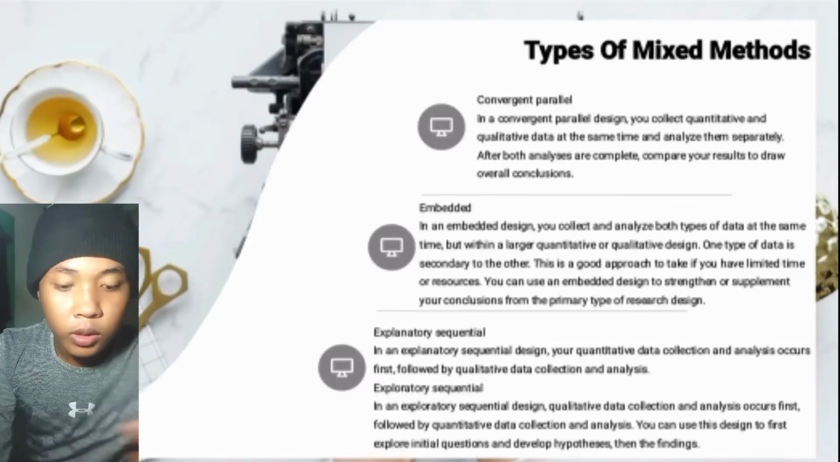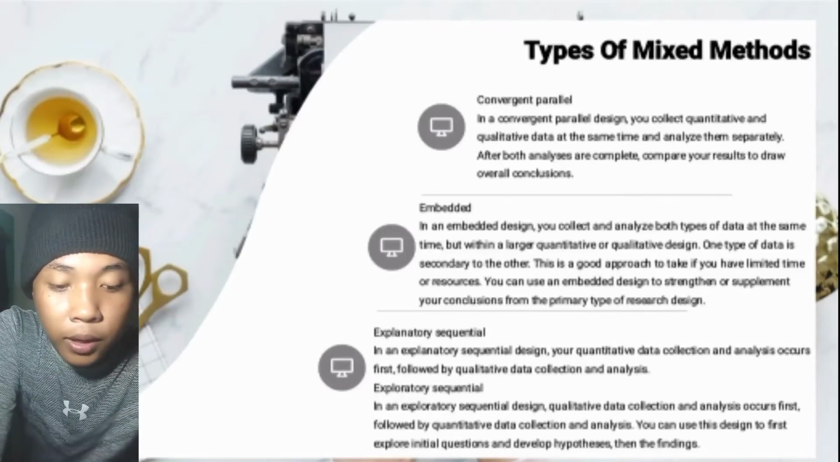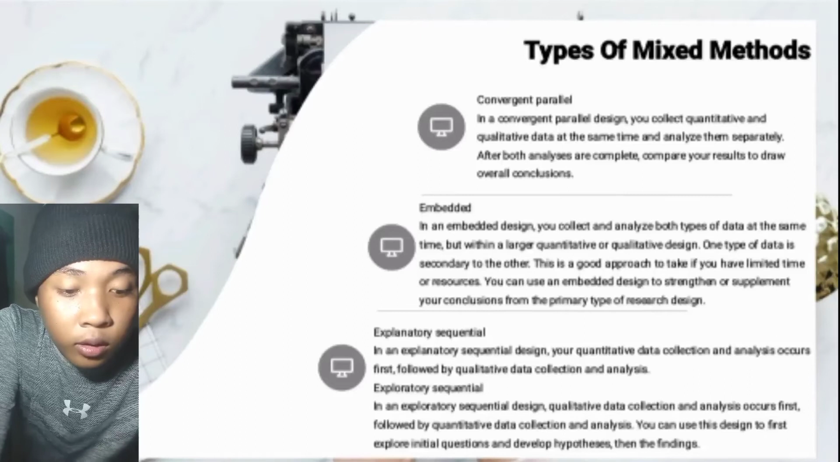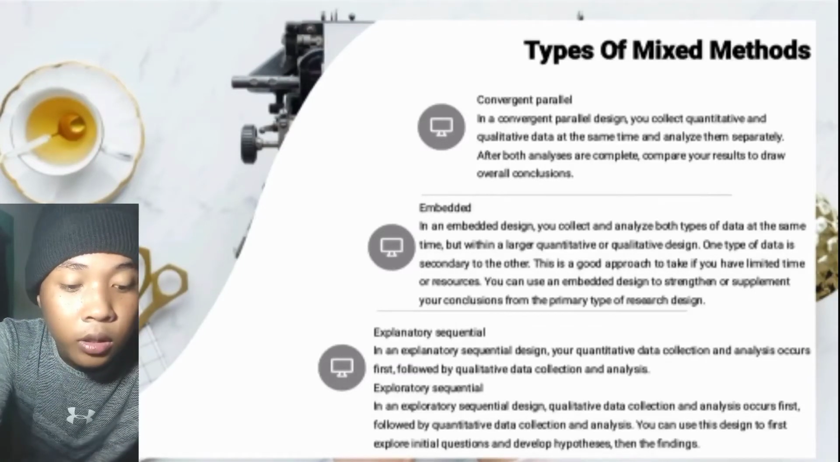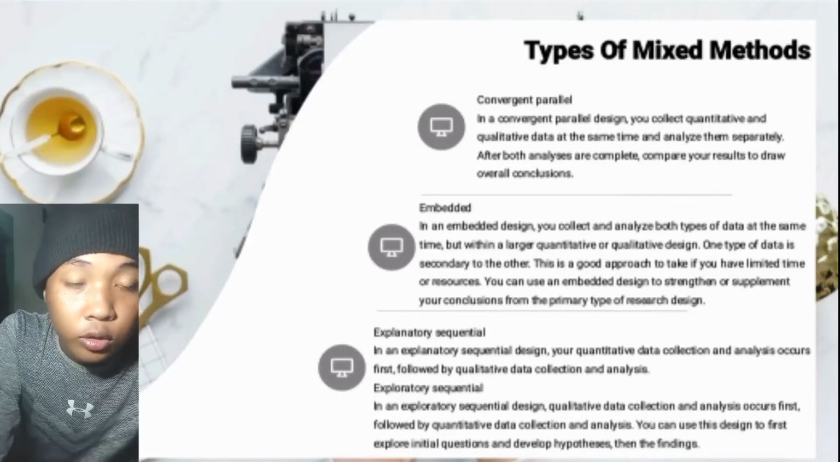The first is convergent parallel. In a convergent parallel design, you collect qualitative and quantitative data at the same time and analyze them separately. After both analyses are complete, you compare the results to draw overall conclusions.